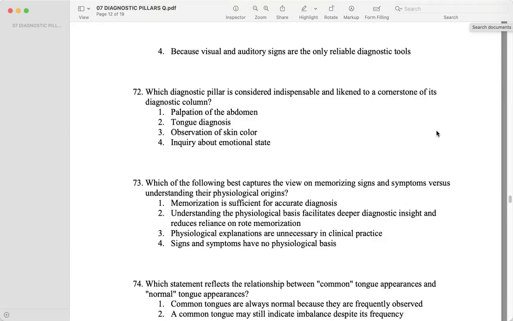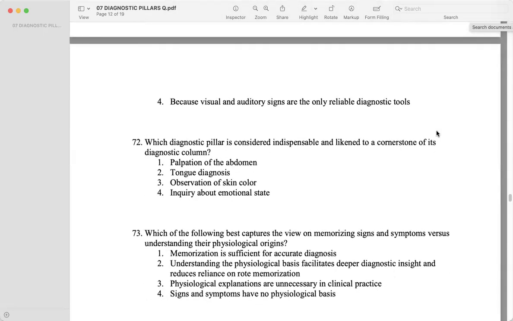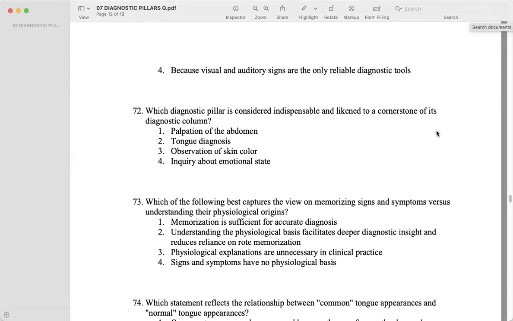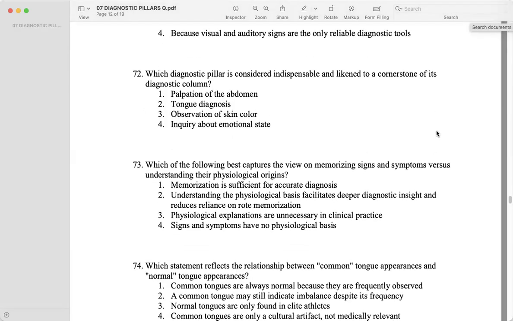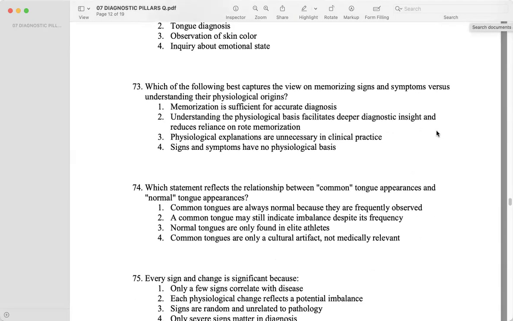Which diagnostic pillar is considered indispensable and likened to a cornerstone? What's the answer? Cornerstone. Wait, what number? Number 2. Tongue diagnosis. Yes. Do you all agree? Tongue diagnosis is the cornerstone. So if you don't do tongue diagnosis, not good.